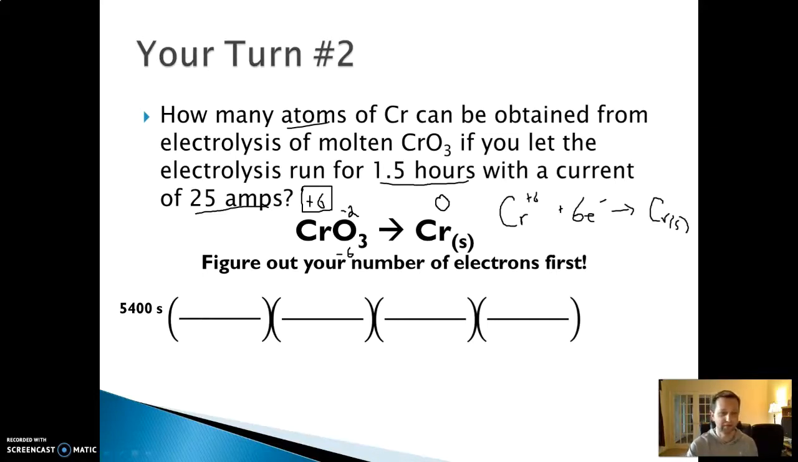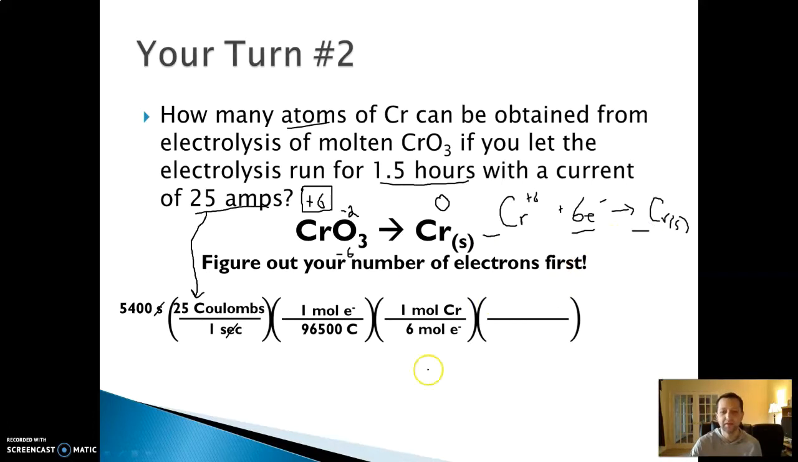So I want to convert my seconds into coulombs. So cancel out seconds on the bottom, 25 coulombs on the top. I get that from here. All right, 25 amps is the same as 25 coulombs per second. So I use that conversion how I need to cancel out seconds. Now, since I have coulombs, I go into moles of electrons using Faraday's constant, 96,500 coulombs in 1 mole of electrons. So coulombs cancels out. Now I use this, 6 moles of electrons in 1 mole of chromium. Right, or chromium, right? So takes care of that.